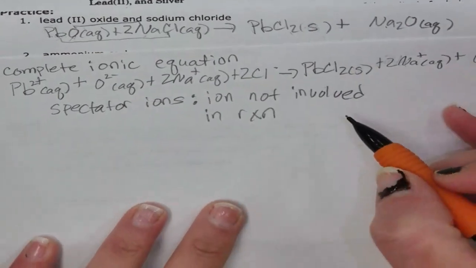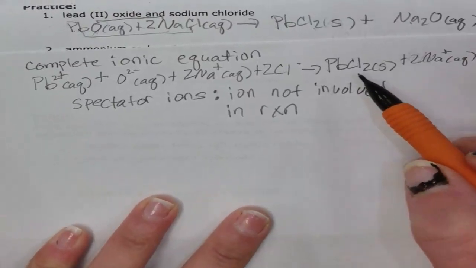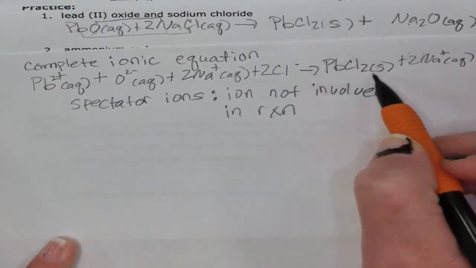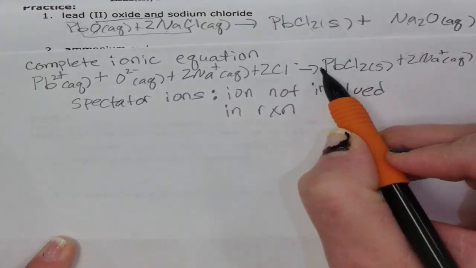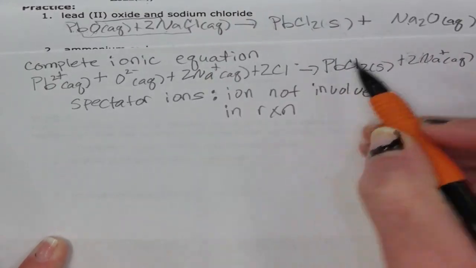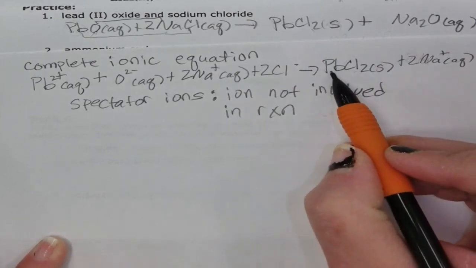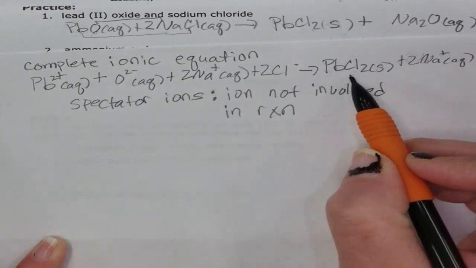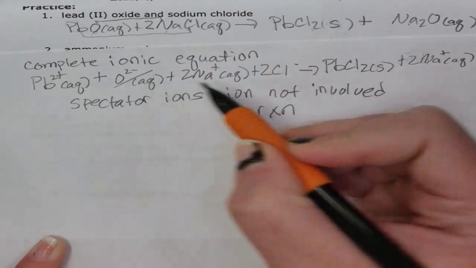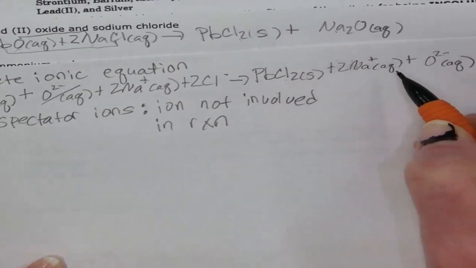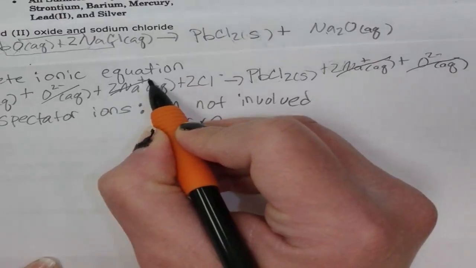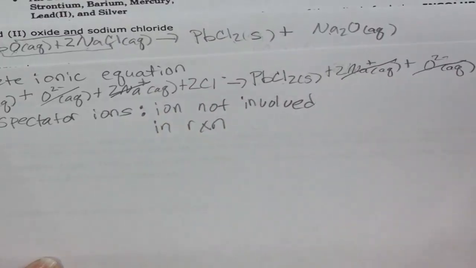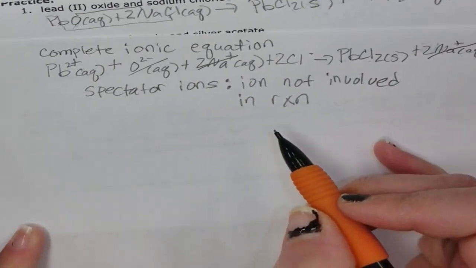So what is involved in the actual reaction? We made a solid, lead chloride, and this is actually lead 2 chloride. So we're going to cross out everything except the lead and the chlorides. So we're going to cross out oxygen on both sides, and we're going to cross out sodium on both sides. What am I left with?